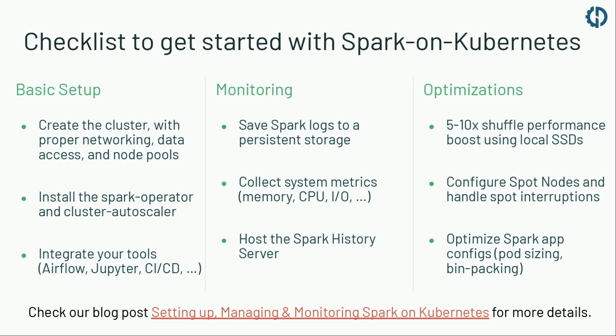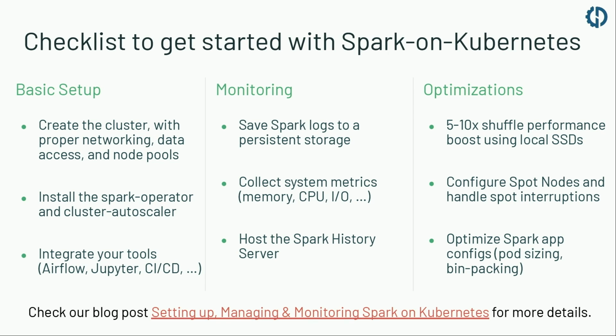So what should you do? First, obviously, create the Kubernetes cluster with proper networking, with proper node pools. We also recommend installing the Spark operator, which is an open source project that makes Spark application management much simpler. And the cluster autoscaler, which is another open source project that will make your Kubernetes cluster dynamically scale up and down based on load. On the monitoring side, you'll want to have at least access to the Spark UI, as well as to some system metrics.